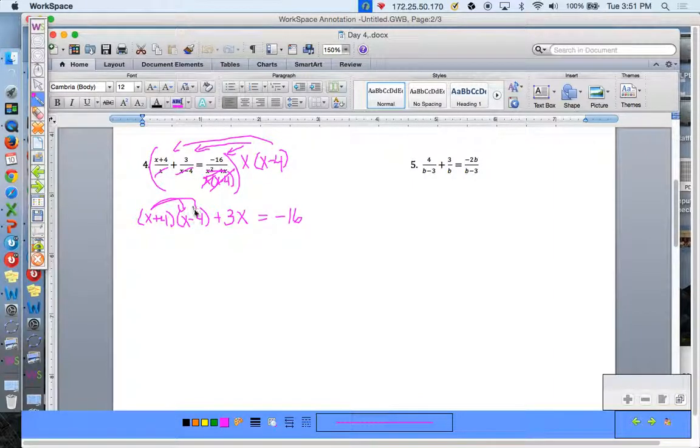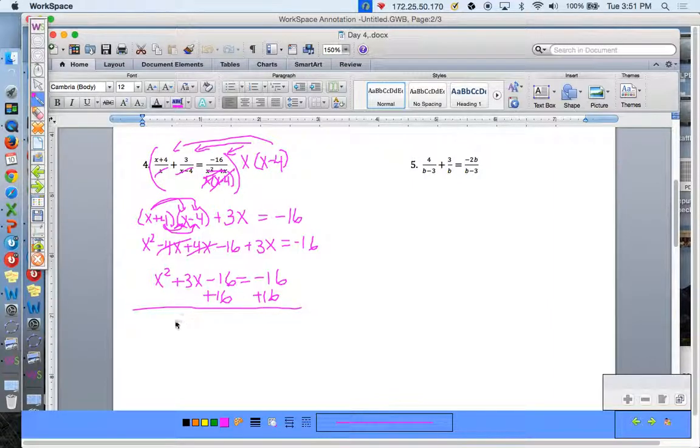Now we can solve this, so we have to multiply it out. X squared minus 4x plus 4x minus 16 plus 3x equals negative 16. So 4 and 4, so we have x squared plus 3x minus 16 equals negative 16. Add the 16, set it equal to 0 since it's a quadratic. X squared plus 3x equals 0.